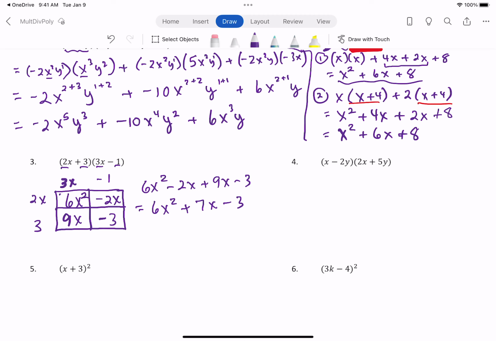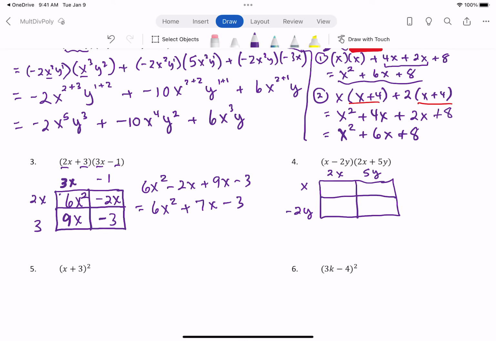For problem number 4, I have two variables this time, and a lot of students seem to hesitate with this one when there are two variables. So I do tend to use the box on this one, but you can always use any of the three methods that you're comfortable with. So for this one, I'm going to put the positive x and negative 2y, and then the 2x and the positive 5y across the top. And then we'll just create the box again.